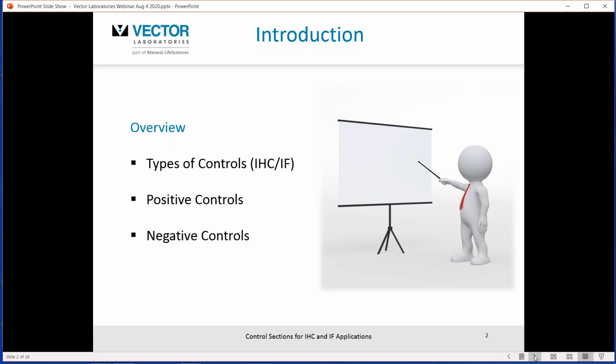So, a brief overview: we're going to be looking at the types of controls you'll encounter with your immunohistochemistry and immunofluorescent applications. Then we'll take a deeper dive into positive controls and negative controls, particularly what they are, why use them, and what are some examples of appropriate controls that you could implement into your workflows.